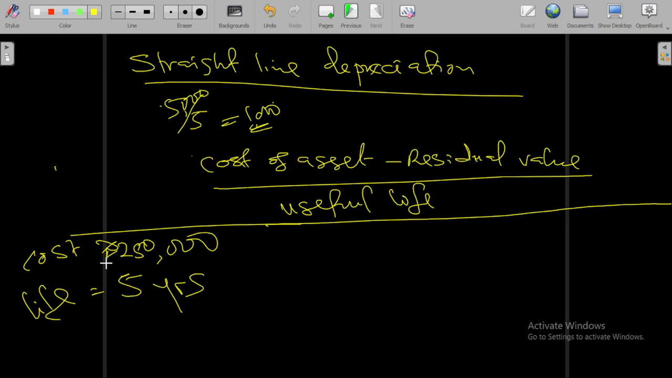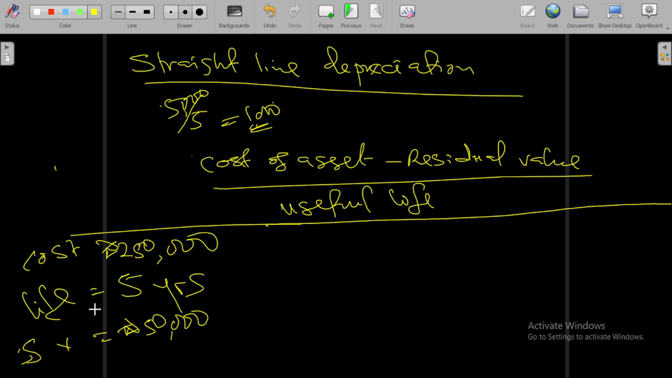And an expected residual value of 50,000 naira. Scrap value, say 50,000 naira. That is the amount you are expected to receive at the end of that 5 years.